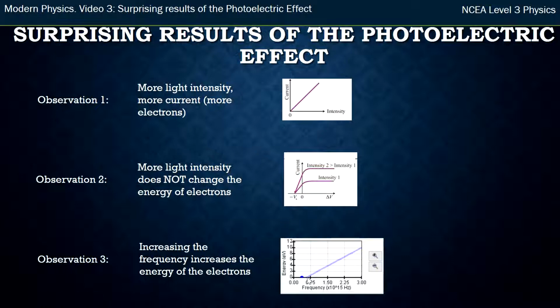And then as we go higher and higher frequency, which is more and more towards the UV side, towards the left side of that scale, the electrons, you could see them coming out faster and faster and faster. So increasing the frequency increases the energy of the electron. So let's try and explain these three observations, thinking about light as a wave.